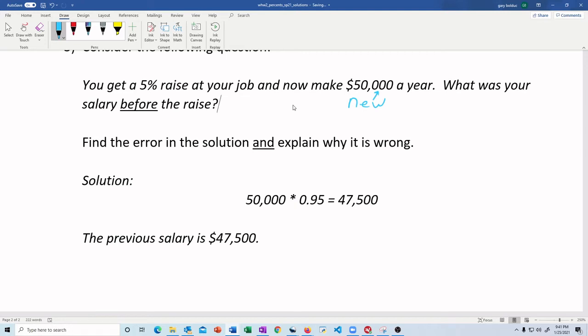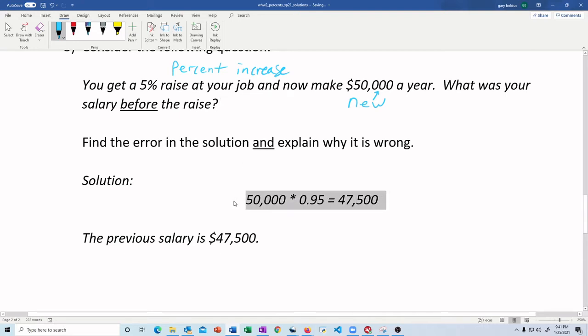Now, a 5% raise means that this was a percent increase. I'm interested, what was your salary before the raise? Okay. So here is the fake wrong solution that I wrote down. 50,000 times 0.95 equals 47,500. This is the wrong solution. This answer is not correct.